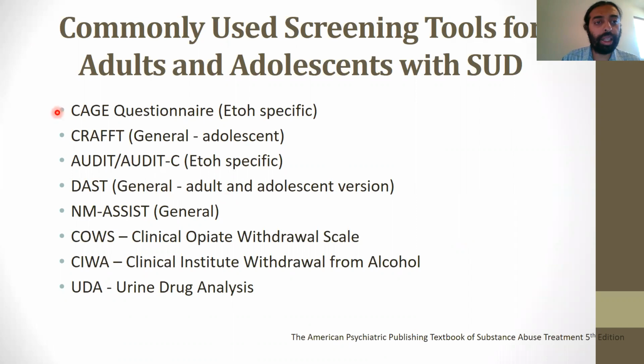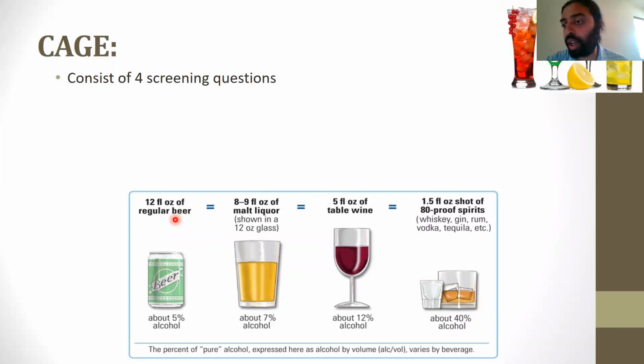validated, including, for example, some of the big ones are AUDIT and AUDIT-C for alcohol, really good ones, right? NM-ASSIST, which stands for NIDA Modified ASSIST, which actually allows one to screen for a variety of different substances. And there's computerized electronic versions available, for example. So we're going to go over some of them relatively quickly.